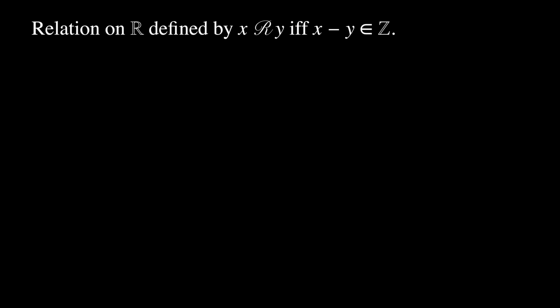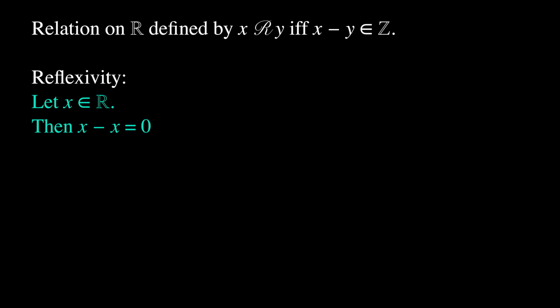To make this concept clearer, let's look at another example. Consider the relation on R defined by x is related to y if and only if x minus y is in Z. That is, if x minus y is an integer. Let's first check for reflexivity. Let x be an element in R, then x minus x equals 0, which is therefore an element of Z. Therefore, x is related to x and the relation is reflexive.